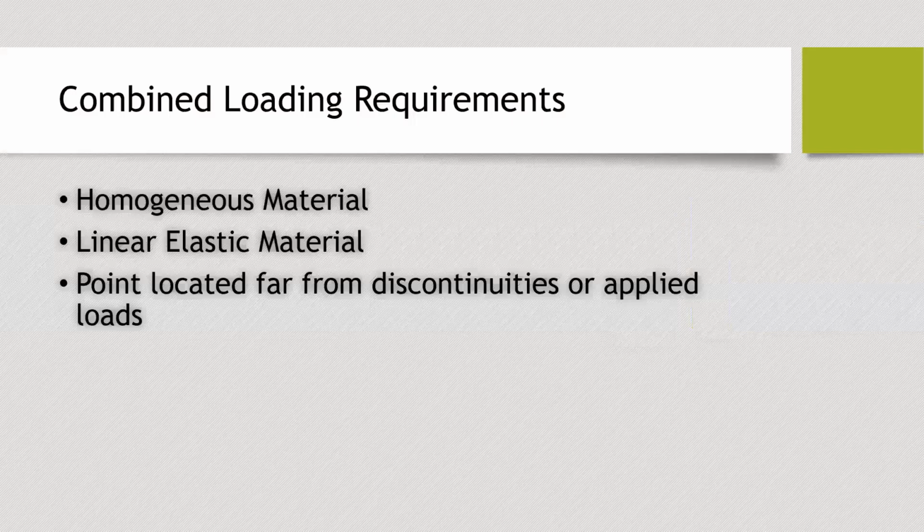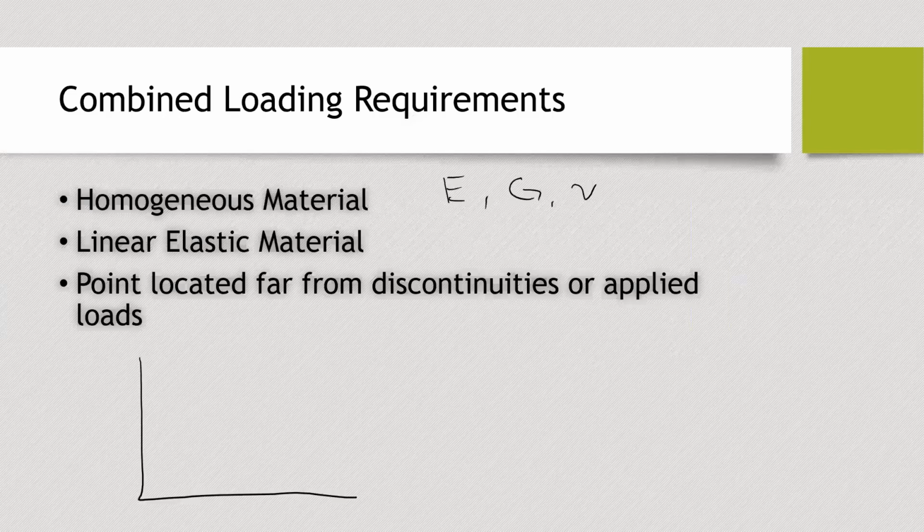So when we do this, there are some important things that must be true in order for us to be able to do this. One of those is that our material must be homogeneous. That means that E, G, Poisson ratio, all of these moduli or material properties have to be consistent throughout the material and regardless of the direction. It has to be linear elastic.